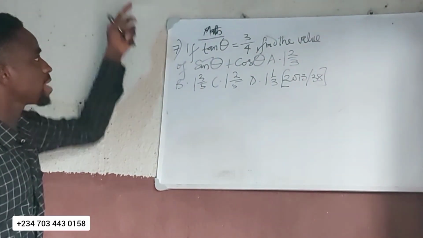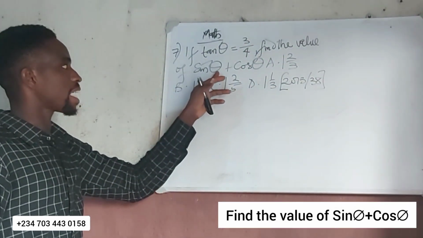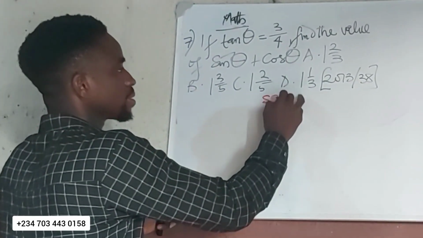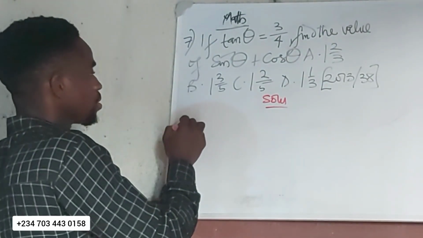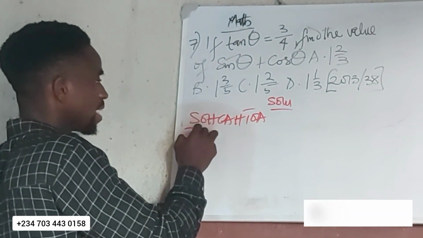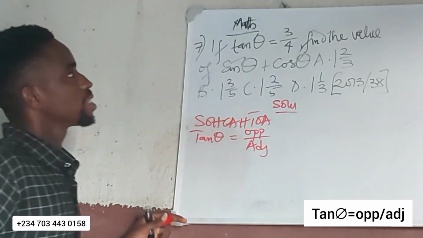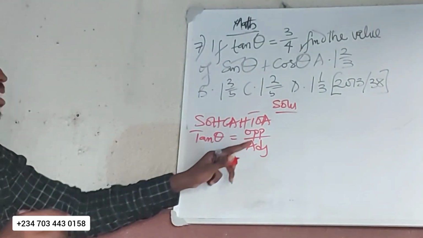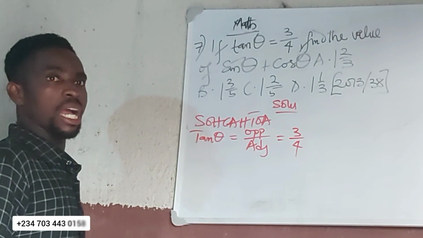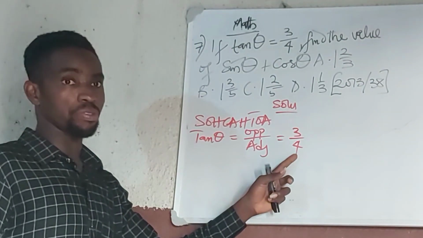Example 7, we have that tan theta is 3 upon 4 and we have to find the value of sin theta plus cos theta. So how do we do that? We say tan theta from SOH CAH TOA, tan theta is opposite upon adjacent. So in this case we are given that it is equal to 3 upon 4. So it means that our opposite is equivalent to 3 if our adjacent is equivalent to 4, right?